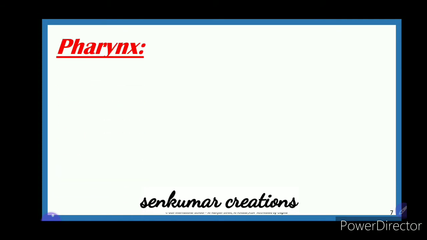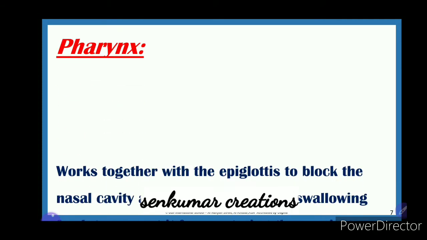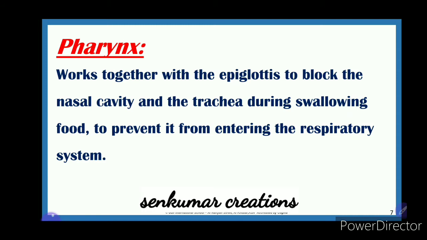Next we can see the pharynx. What is the pharynx? Pharynx is a tube-like structure, and it is used by both the digestive system and the respiratory system. It is a two-way transport, but there is the epiglottis, a cap-like structure. It will close when we swallow food, and it opens when we breathe the air. That is what is given here.